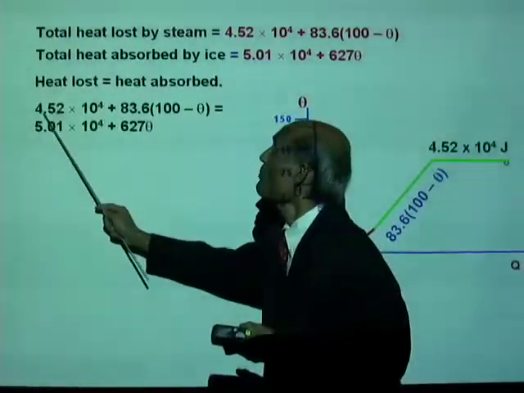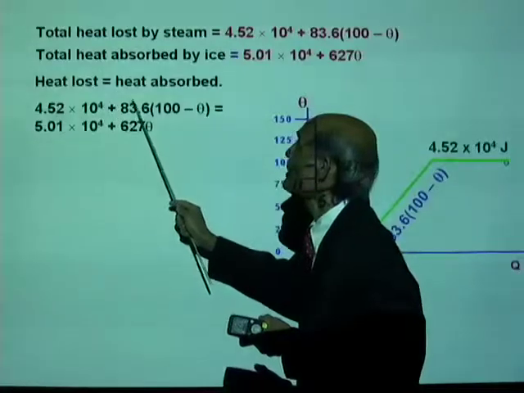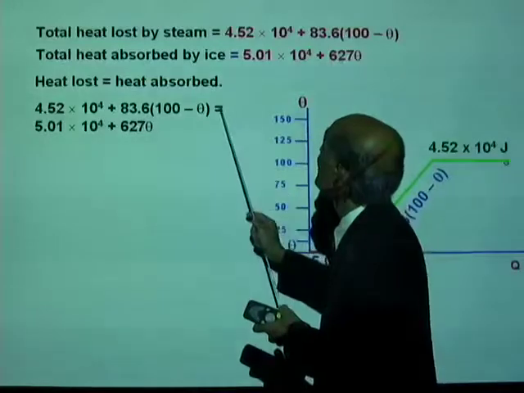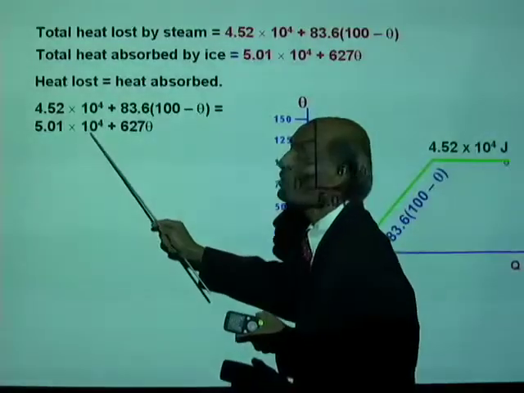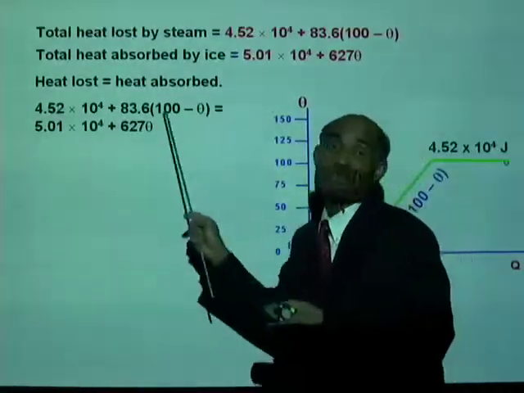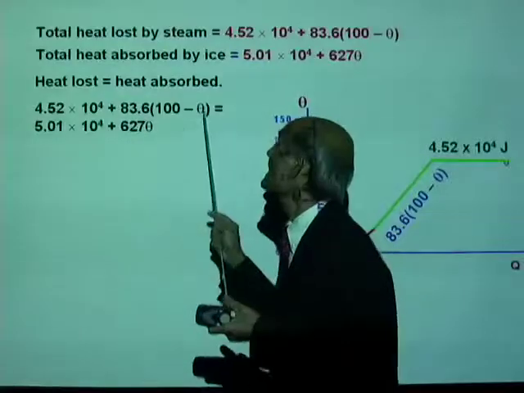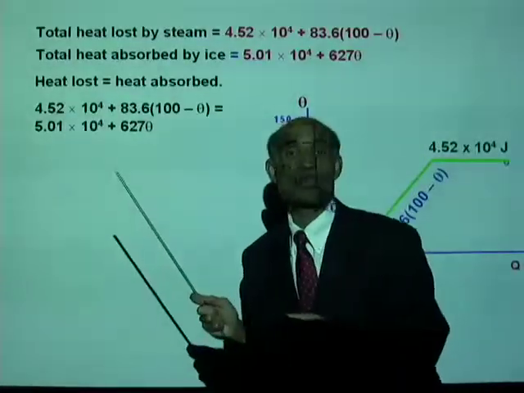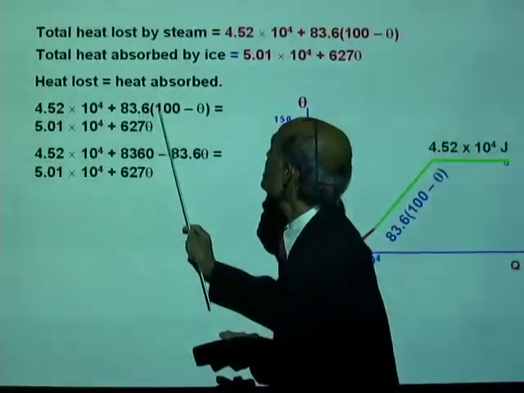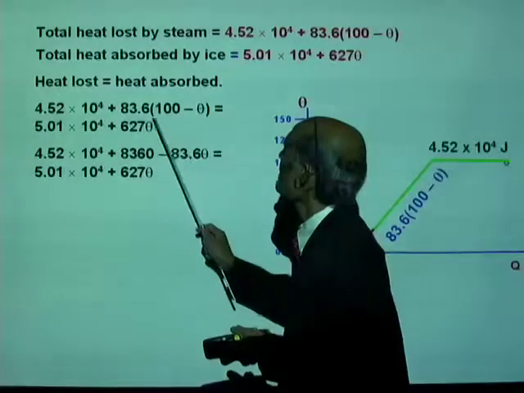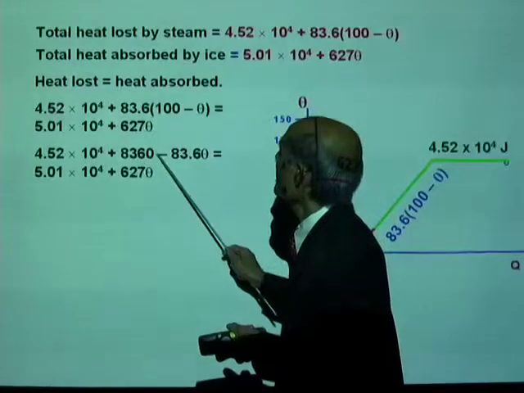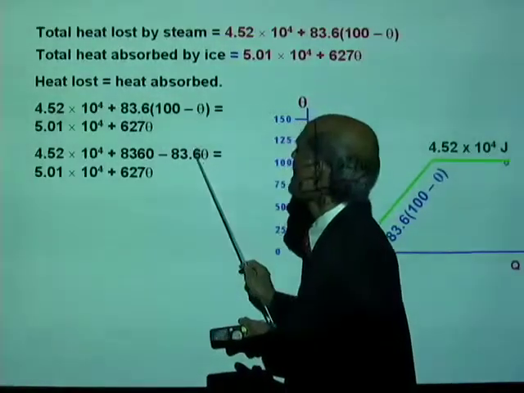That means 4.52 times 10 to the 4 plus 83.6 times 100 minus theta, that quantity, equal to 5.01 times 10 to the 4 plus 627 theta. Well, this is now a simple equation in theta. You should be able to solve for theta on your own. I have done that anyway. Distribute these numbers. I produced that. So the only change in this step is 83.6 times 100 minus 83.6 theta.